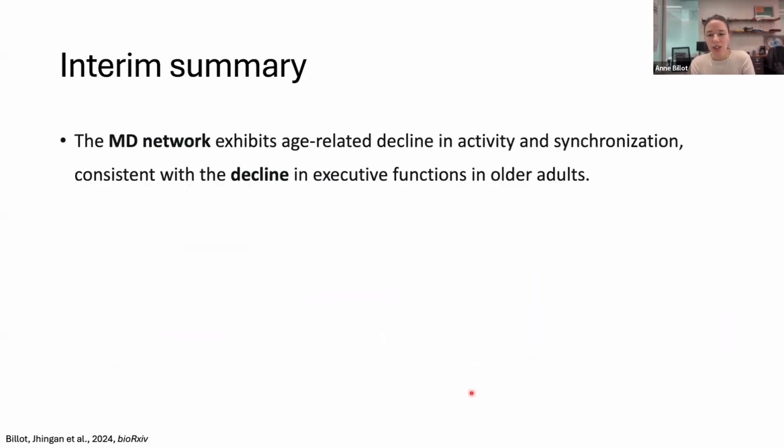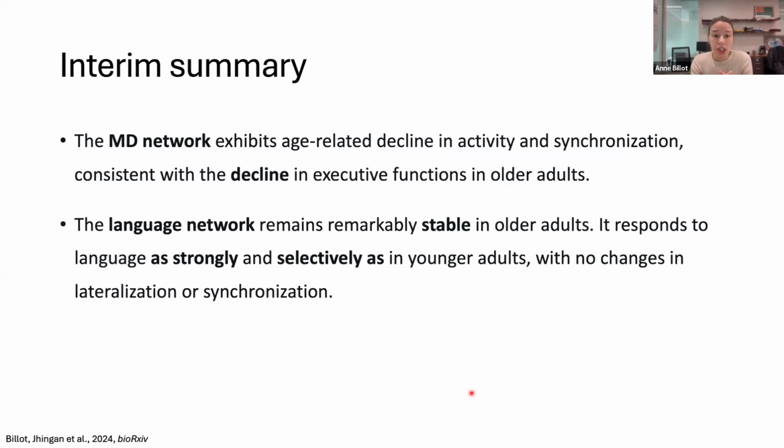All right, so in conclusion, this first study showed that the multiple domain network exhibits age-related decline in activity and synchronization, which is consistent with, again, the decline that has been shown in other studies and in our study as well, where we see a decline in executive functions in older adults. The language network remains, in contrast, very stable in older adults.